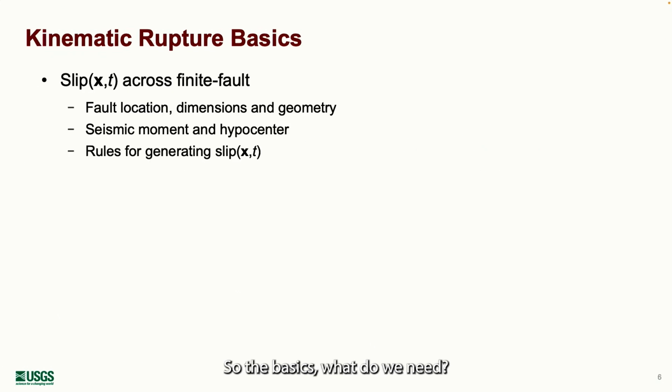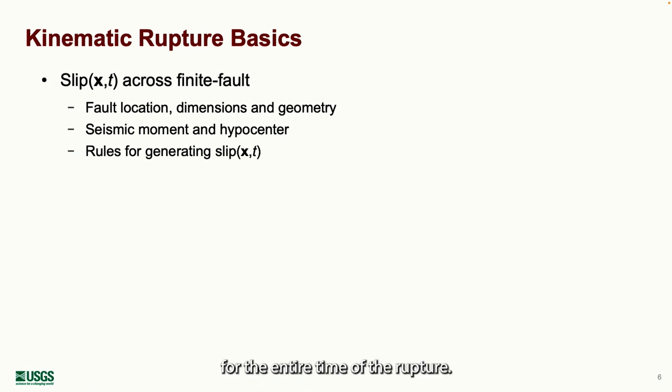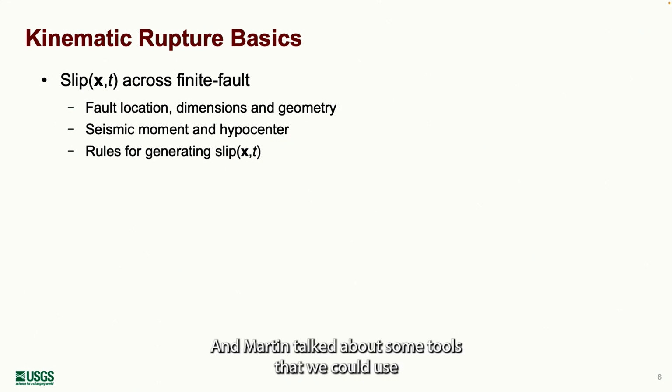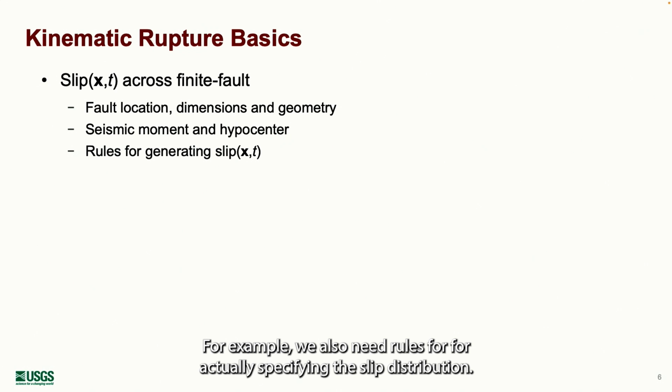So the basics, what do we need? We just need the slip at each point on the fault for the entire time of the rupture. In order to get that, we need to prescribe the fault location, the fault geometry, the dimensions of the fault. We also need to know the seismic moment or the magnitude of the earthquake and the hypocenter. And Martin talked about some rules that we could use to maybe get some guidance on where to put the hypocenter, for example. We also need rules for actually specifying the slip distribution.